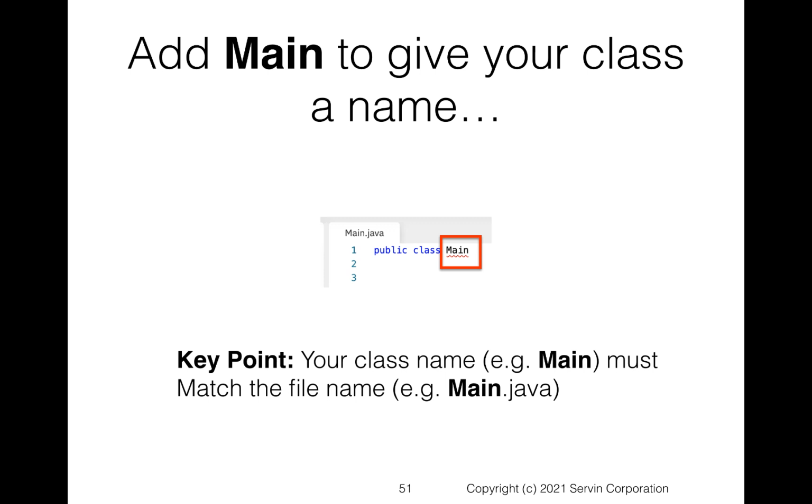Now, we're going to give our class a name. In this case, we're going to call it main. Notice that's a capital M, M-A-I-N. And we want our class name, in this case main, to match our file name. Notice the file name is Main.java. So in this file, Main.java, we have a public class called main. Those match.